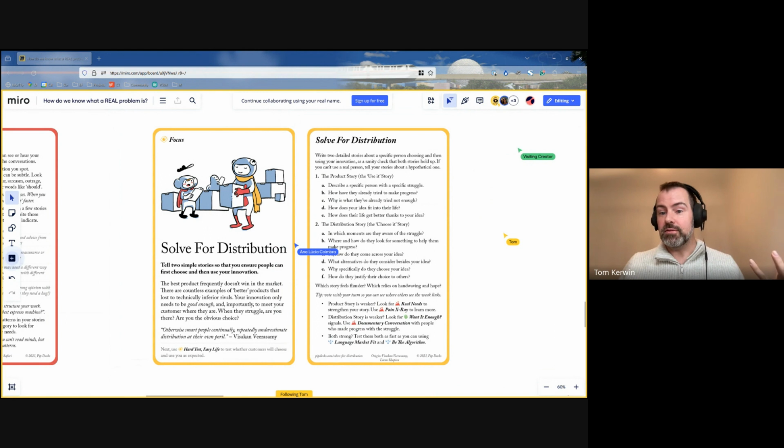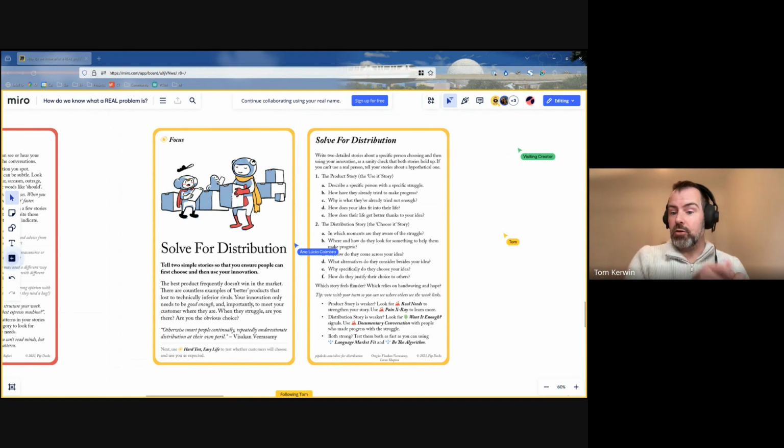is probably my definition of when you have product market fit: you have a repeatable story of the product story and the distribution story that I've laid out on the back of this card. So you are able to describe a specific person with a specific struggle. You know how they've tried to make progress with it. They are already trying. That's one thing that makes it a real problem. It's not something they just complain about. They're actually trying to do something about it. But what they're doing at the moment isn't enough. They're still not satisfied. And you have a way that's much, much better.